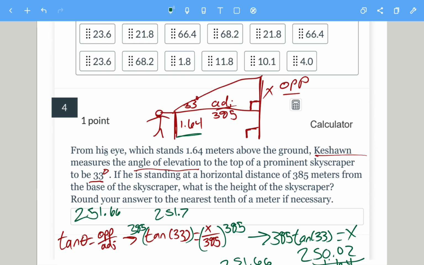But Kashan is 251.6 or 7 meters away from this. No, the skyscraper is 251.7 meters tall.